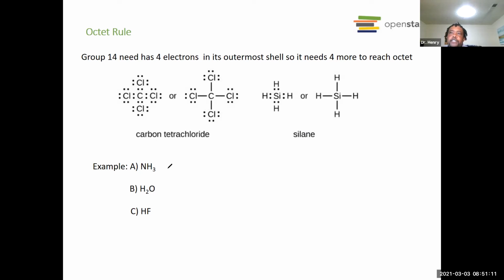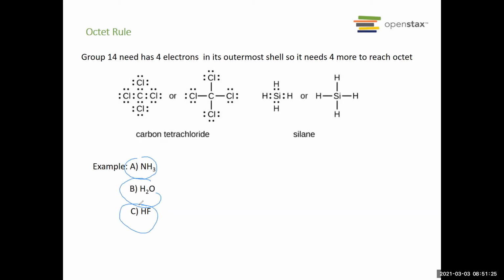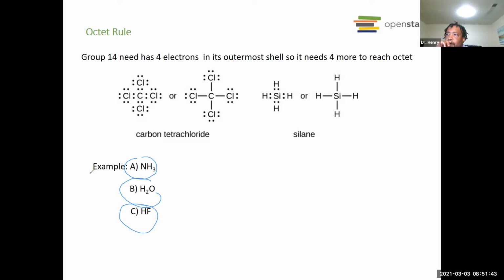Okay, so this is basically an example. Can you guys do me a favor and draw the Lewis dot structure for these compounds? Who's going to do C? I'll do C. Okay. I don't know if it's going to be right, but I'll try. Who's going to do A? I'll do it. Okay. Who's going to do B? I can do it. Okay.